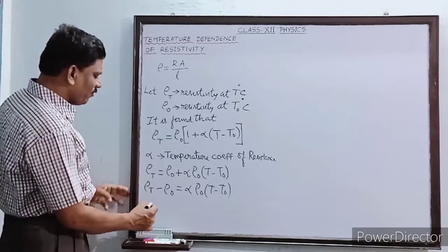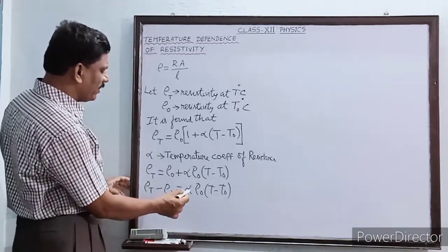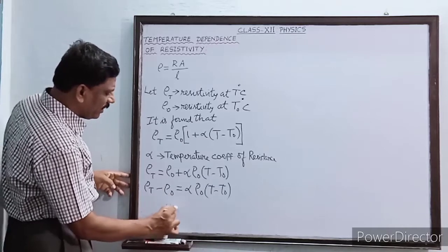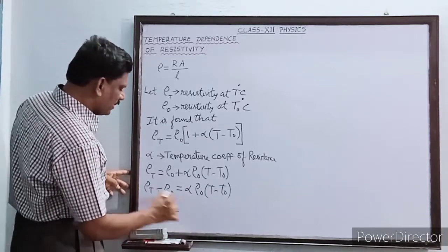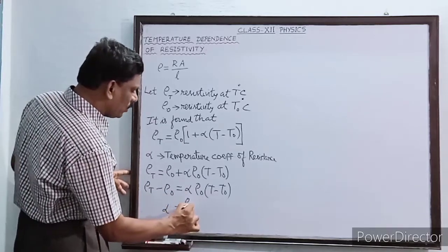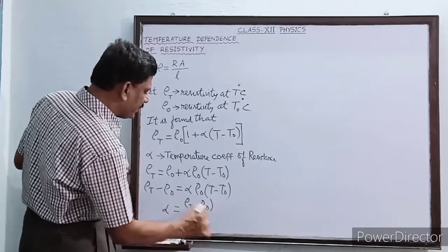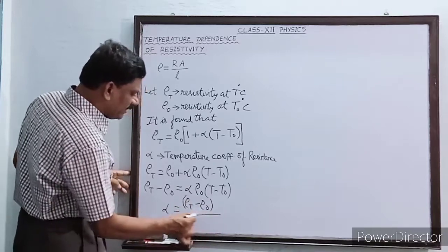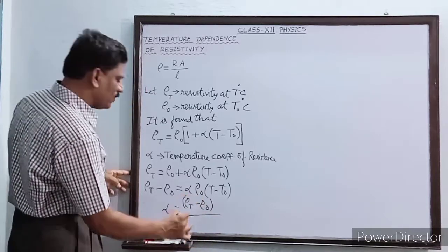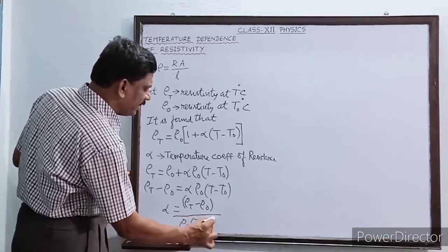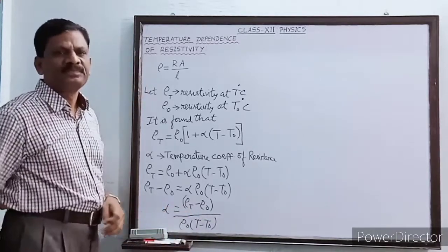Therefore, what is alpha equal to? From this, I want an expression for alpha. Therefore, alpha alone is equal to rho t minus rho naught, taken in the numerator, and this is divided by the remaining terms, which is rho naught into t minus t naught, in the denominator.